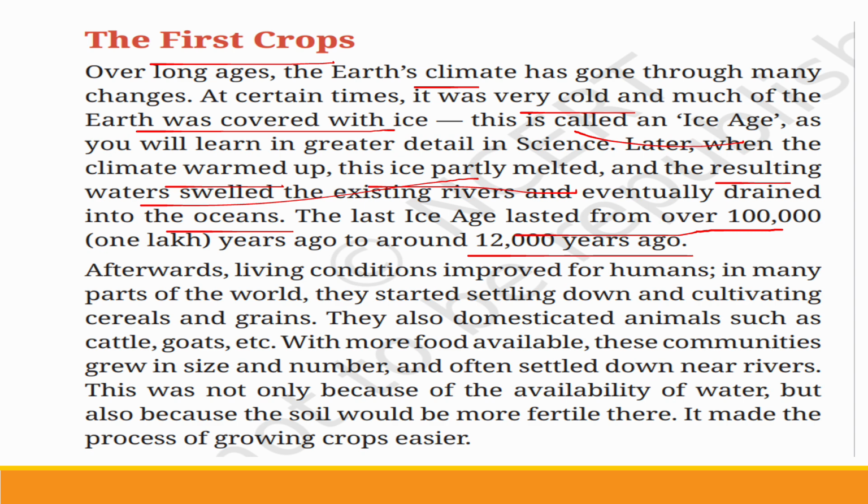Later, the climate warmed up and the ice partly melted, and the resulting waters swelled the existing rivers and eventually drained into oceans. The last ice age lasted from over 1 lakh years ago to around 12,000 years ago. Afterwards, living conditions improved for humans.